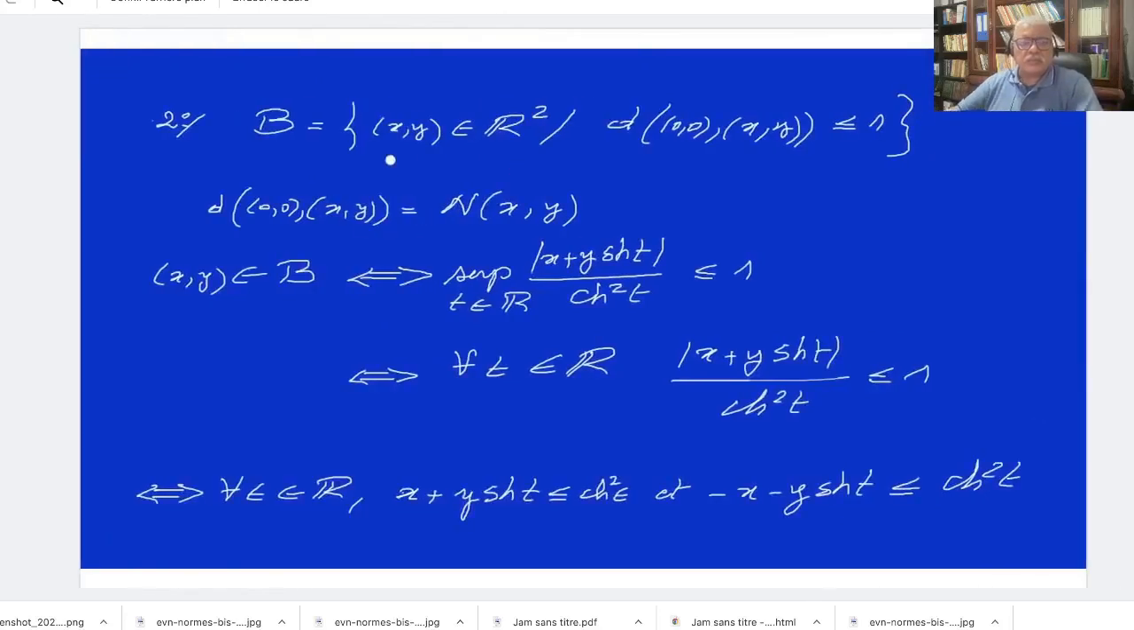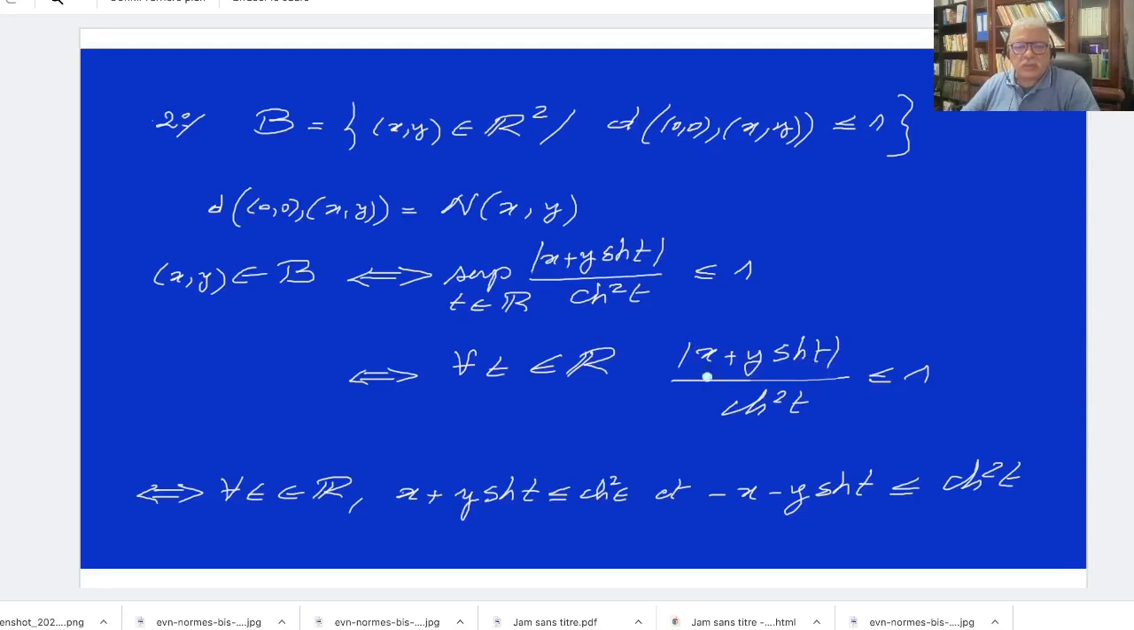Second question. We aim to determine here the unit ball for the distance d associated with n. We have the distance from 0,0 to xy, which is exactly the norm of xy. Thus, a point xy belongs to B if and only if the sup is bounded by 1. The terms that are there are all bounded by 1. So this is equivalent to, for any t belonging to R, the absolute value of x plus y sh of t over ch squared of t is bounded by 1.